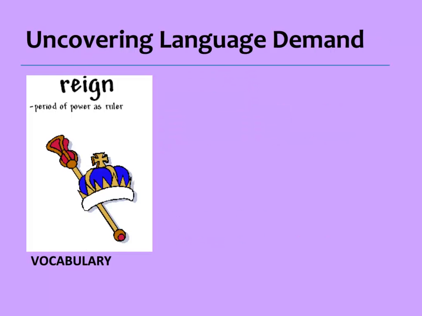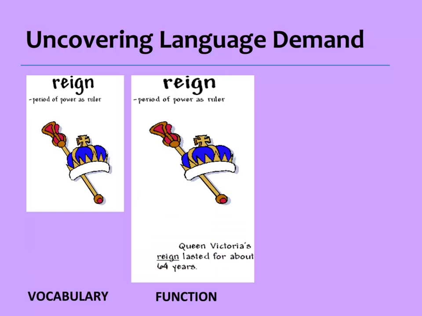When teachers think about language, they sometimes think only about vocabulary. In this case, the definition of rain. However, language has other aspects that are equally important. Language serves specific functions. In this case, the sentence using the vocabulary word rain serves the function of informing. Queen Victoria's reign lasted for about 64 years.